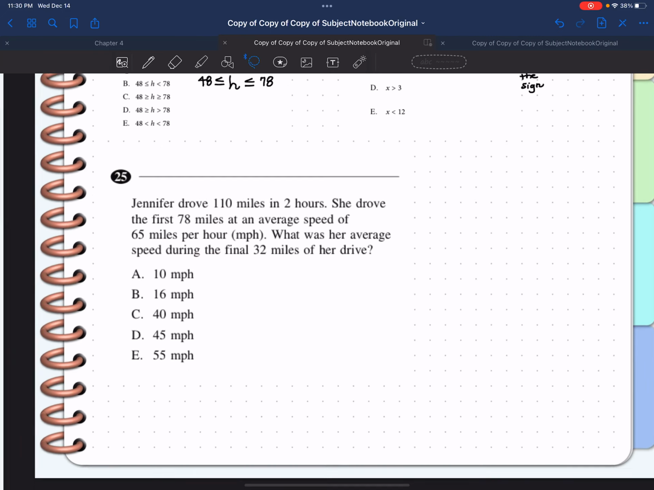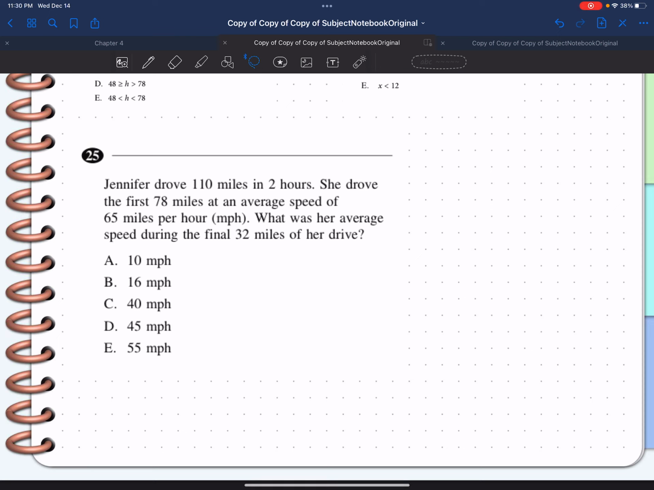Number 25. Jennifer drove 110 miles in 2 hours. She drove the first 78 miles at an average speed of 65 miles per hour. What was her average speed during the final 32 miles of her drive?